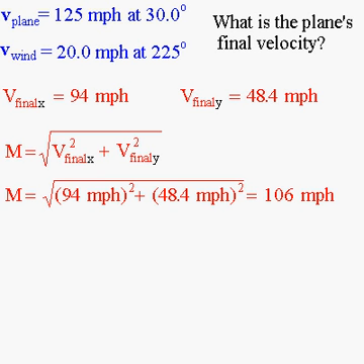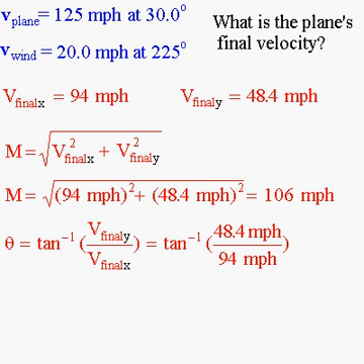Now we have to deal with the direction. The angle is the inverse tangent of the y component over the x component. We know both components, so when we put them over each other, the units cancel. That's good. And when I figure out the inverse tangent of 48.4 divided by 94, I get 27 degrees.